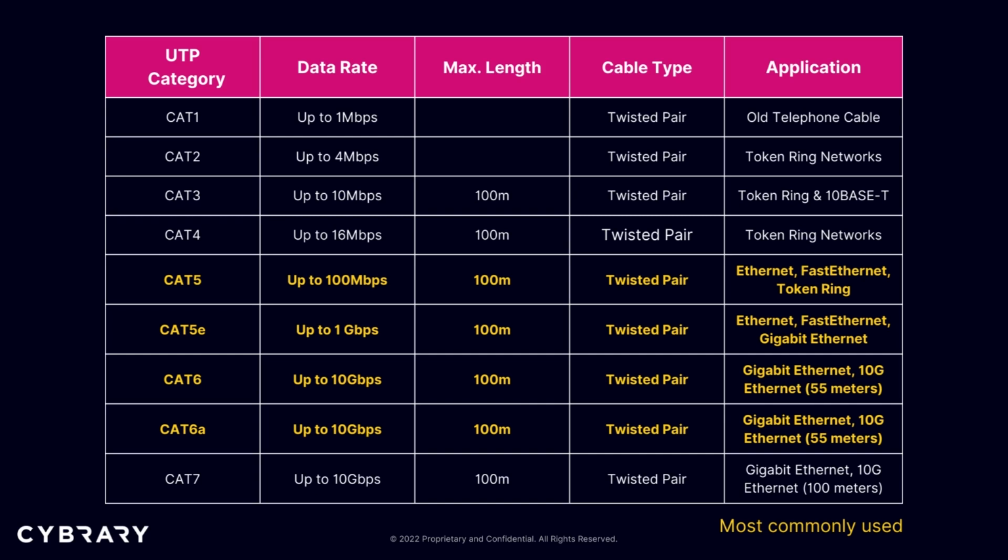As technology evolved, now we're up to Cat 6A. Cat 6A provides a little bit more components and features than Cat 6, up to 10 gigabits per second for data rate. Still the same limitation of 100 meters, twisted pair, and it can be run over gigabit Ethernet, 10 gig Ethernet, and has that distance limitation of 55 meters. So that's the technology of the cables that we're using today.